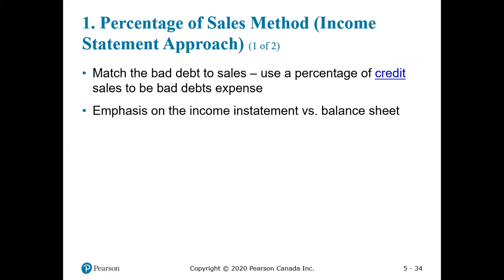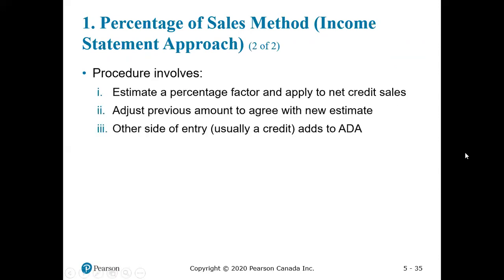This is when you match the bad debt to sales. So you use a percentage of credit sales to be the bad debt expense. The emphasis is on the income statement versus the balance sheet. The procedure involves, number one, estimating a percentage factor and applying that to net credit sales. Number two, adjust the previous amount to agree with the new estimate. And number three, the other side of the entry, usually a credit, adds to allowance for doubtful accounts.